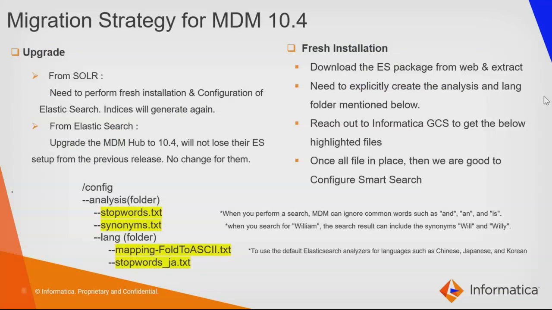Okay, so next is the migration strategy for MDM 10.4. As we all are aware, MDM 10.4 is being released, so there are situations where some customers might be performing an upgrade. In upgrade scenarios, if someone is coming from the Solr platform, we need to do a fresh installation of Elasticsearch, and we need to regenerate the indices for Elasticsearch. But customers who are already using Elasticsearch can simply upgrade to the MDM Hub 10.4 platform. They will not lose their existing Elasticsearch setup.